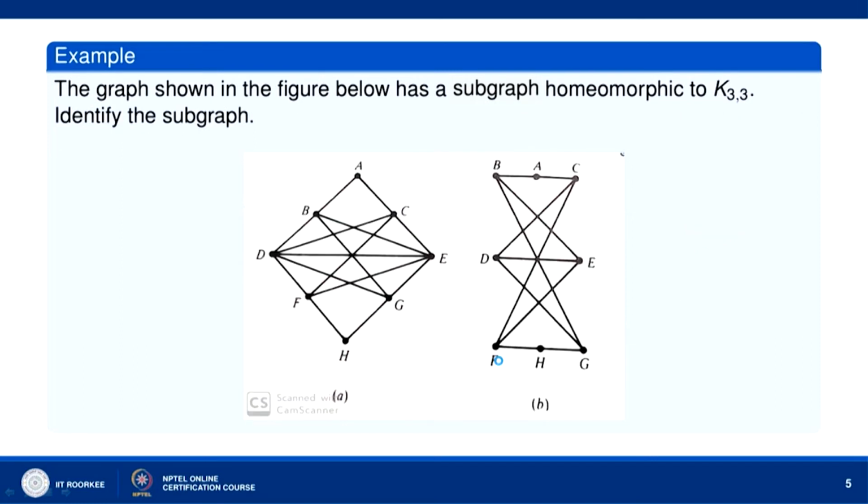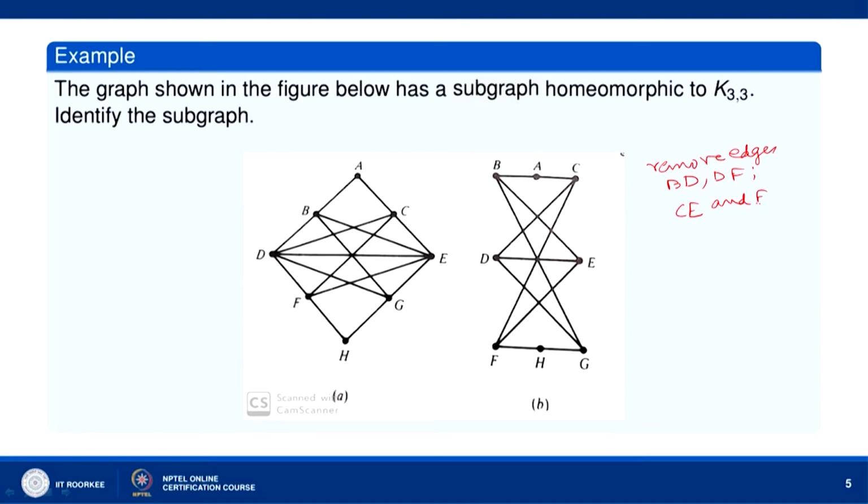Okay, the graph shown in the figure below has a subgraph homomorphic to K33. Let us identify that. Okay. So, what we do in this, we remove the edges BD, DF, okay, and CE and EG.